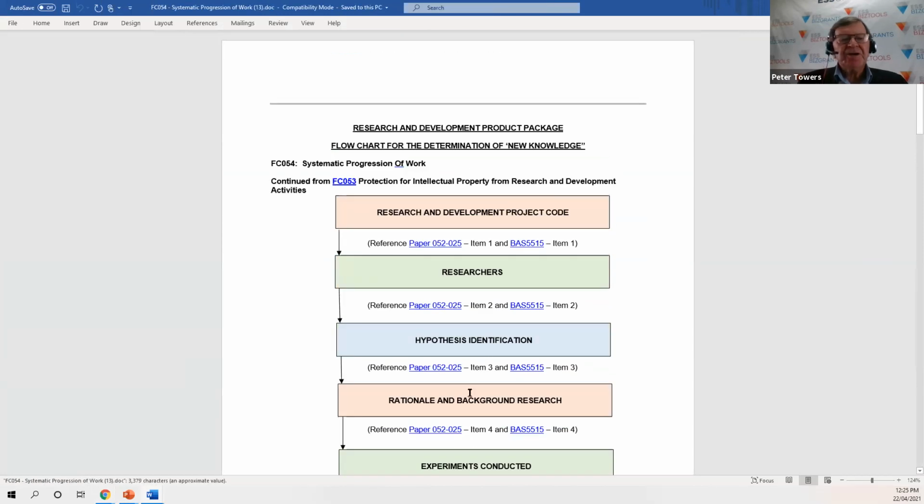The systematic progression of work. I used that terminology a little bit earlier. This is what the legislation expects companies to follow. This needs to be systematic. It needs to be recorded at the time the work was undertaken, not in 12 months' time when you're getting ready to lodge your research and development registration.